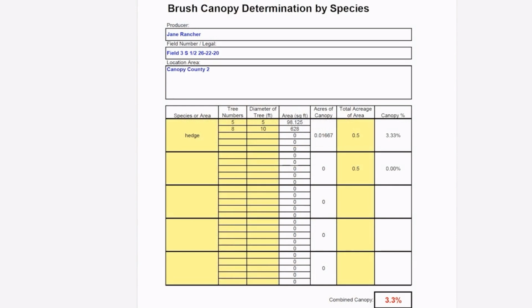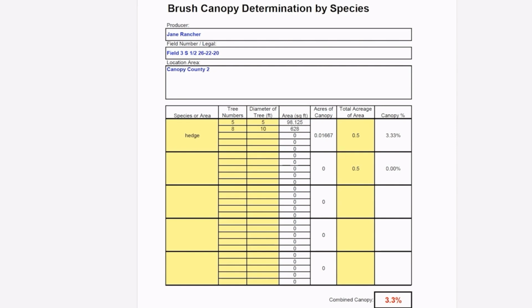On the next page is the brush canopy determination by species document that Luke used in Kansas. Most inventory forms and conservation planning documents are state-specific. Luke used this document to calculate brush canopy. It takes the species of trees and calculates the percent of canopy.